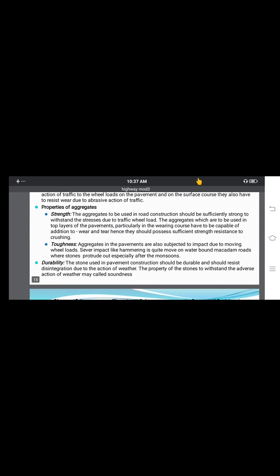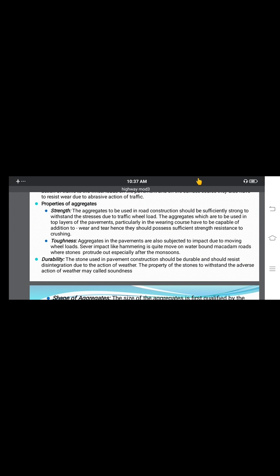Then the properties of aggregates. In the properties of aggregates, there are strength, toughness, durability, shape of aggregate, and adhesion with the bitumen. These are the five different properties of the aggregates here.